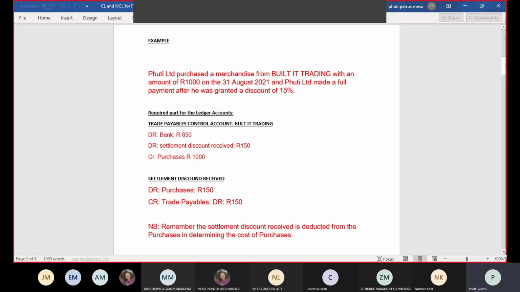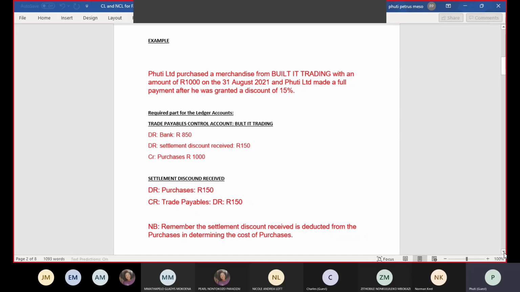I'll explain this just now. So under your settlement discount received, the purchases of 150 and the trade payables of 150. Remember, you got that from 1,000 multiplied by 15%. That will give you the discount received, with an amount of 15% that has been adjusted in there. But let's unpack the trade and other payables control account.